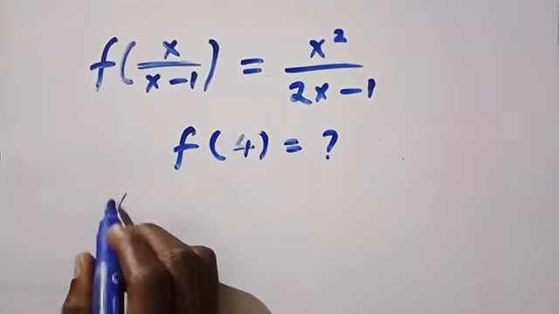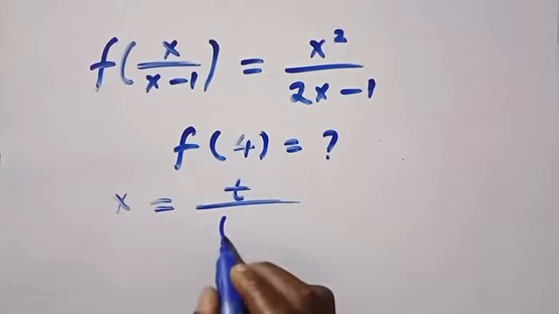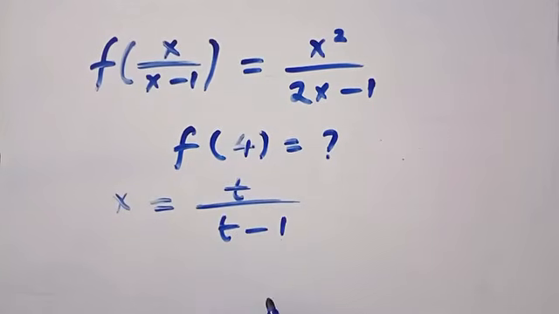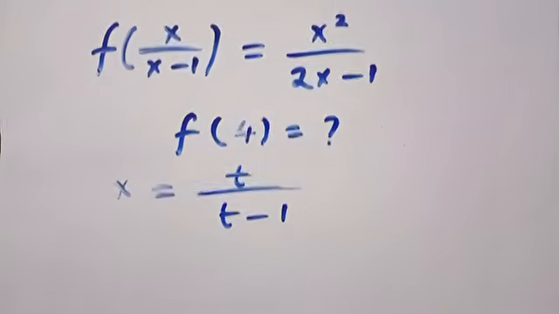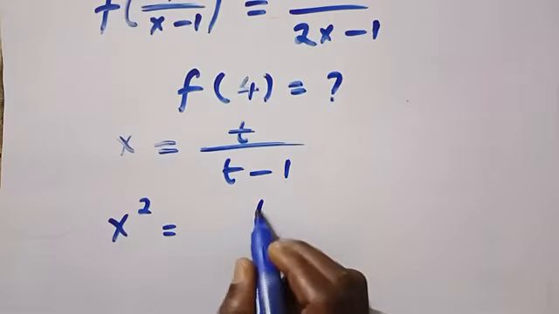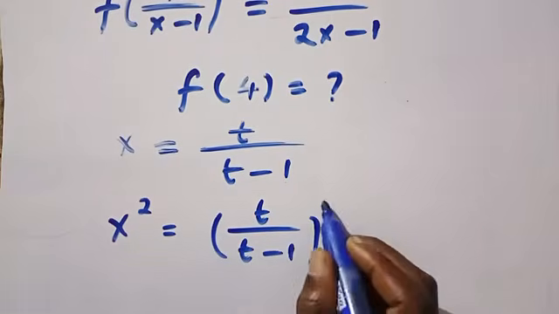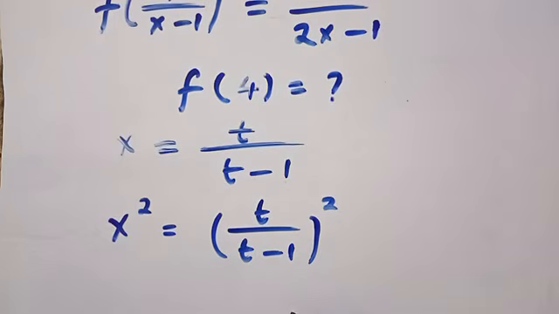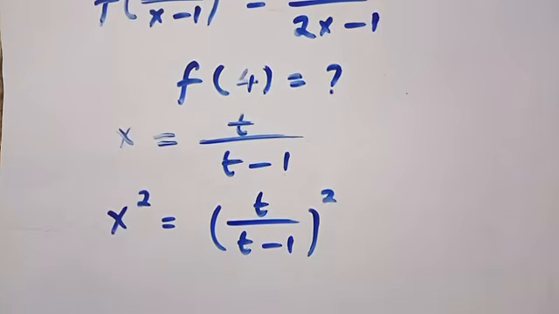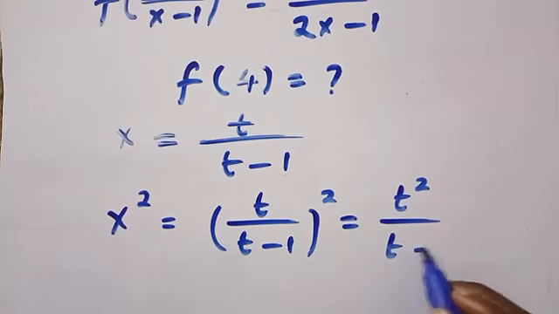So since what we have is x equals t divided by t minus 1, then let's start substituting. First, let's find x squared. x squared gives us t over t minus 1, all raised to the power of 2. And again, we can also write this as t squared divided by t minus 1, all raised to the power of 2.